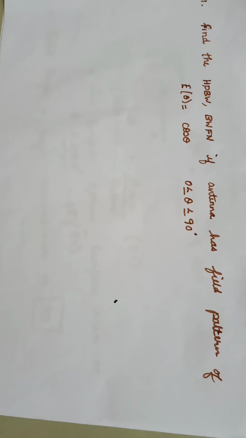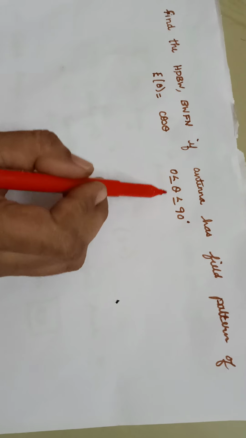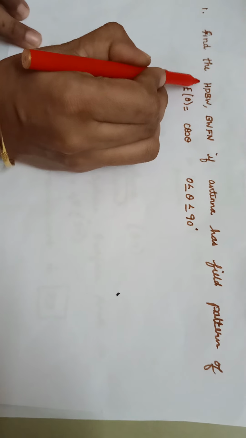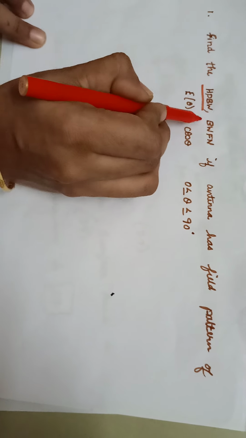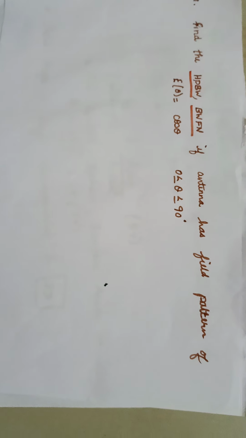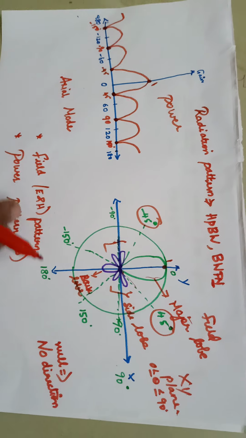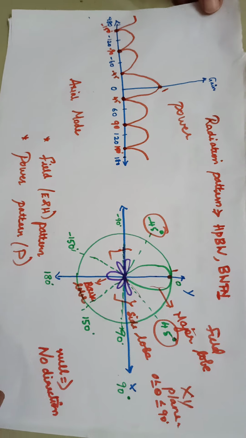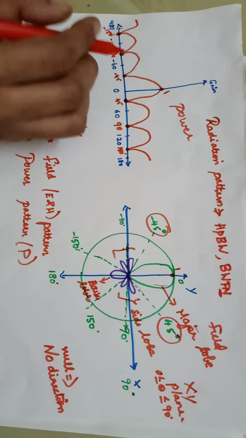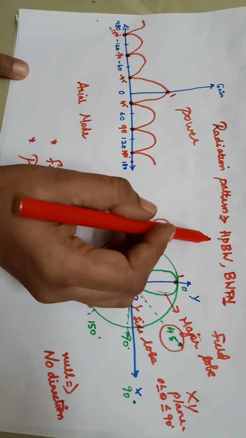We are going to find out the half power beam width and the beam width between first null for the field pattern E of theta equal to cos theta, 0 less than or equal to theta less than or equal to 90 degrees. So we'll see what this half power beam width is and what the beam width between first null is. Coming back to the same diagram itself, I'll complete that here and then I'll draw the diagram for this problem. Okay. Now, half power beam width.